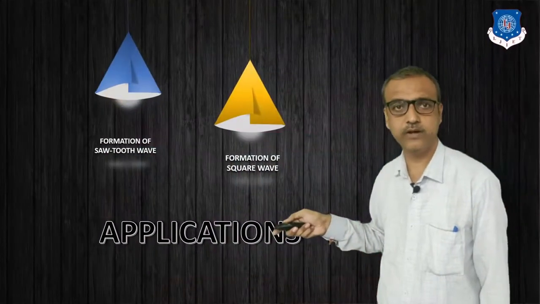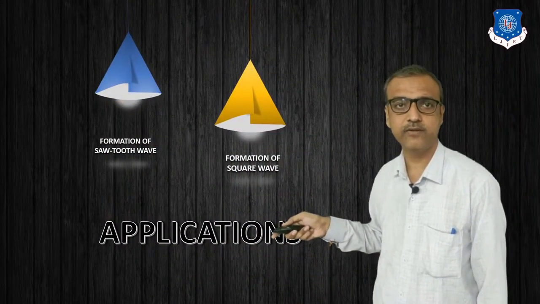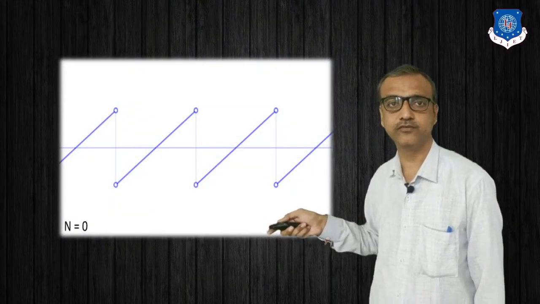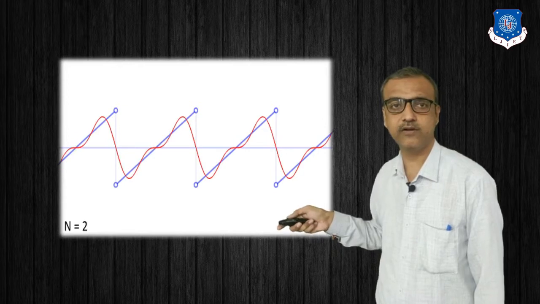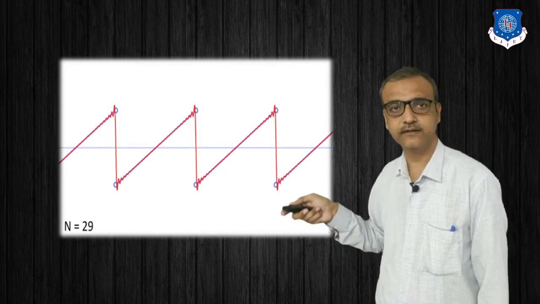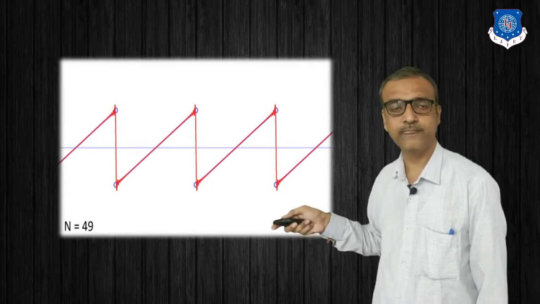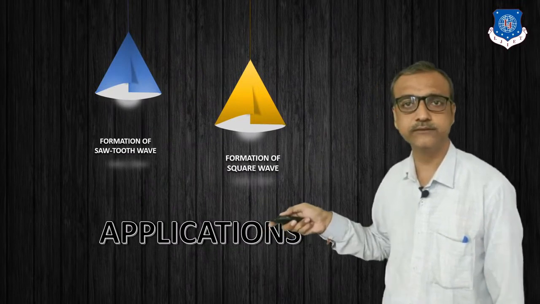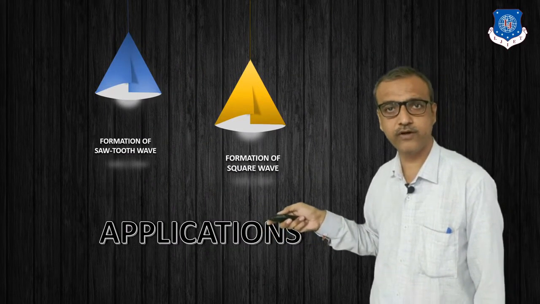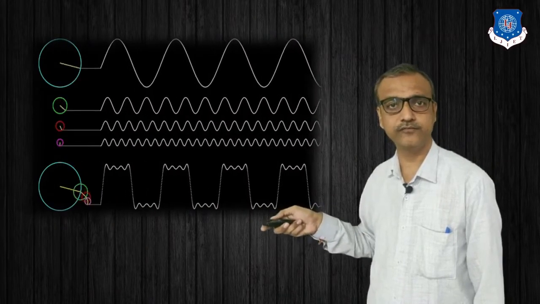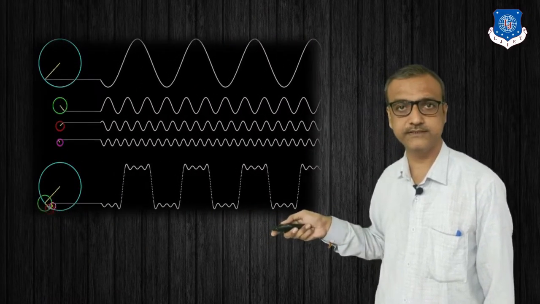Now we have some applications of Fourier series. The first one is formation of sawtooth wave. So this is the example of formation of sawtooth wave, how it is generated, that is in front of you. Then we have second application, that is formation of square wave, and this is the example in front of you of how square wave is generated.